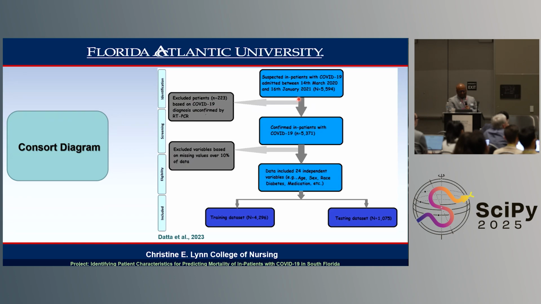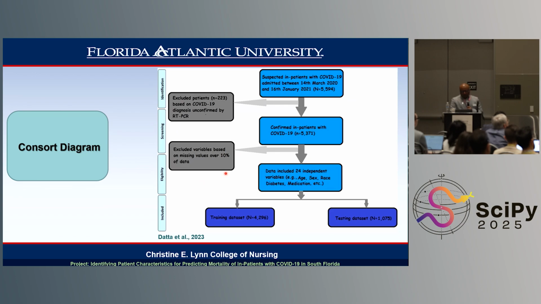You see here, this is another flowchart. So in our case, the COVID-19 data was collected between 2021 and 2021, some months, I think March and January, and we see that 5,594 patients, and we also excluded those patients who didn't have COVID-19. We confirmed that only 5,371 patients had COVID-19.